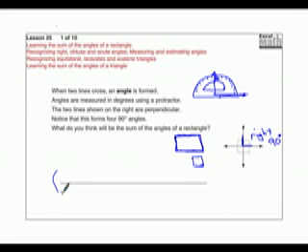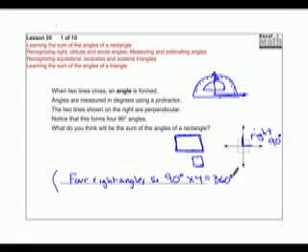All right, there are four right angles, and they're all 90 degrees. So it's 90 times 4, which is 360 degrees for the sum of the angles of a rectangle, or 90 plus 90 plus 90 plus 90.